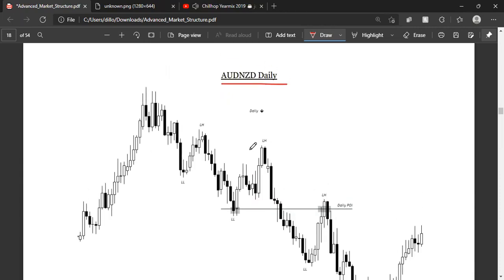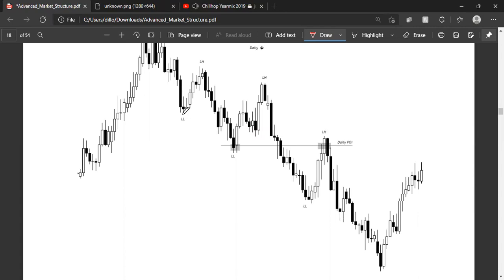And once again, what do we see? We see a series of lower lows and lower highs, lower low, lower high, right? And we get a break of structure, a strong break of structure from this move to the downside here.